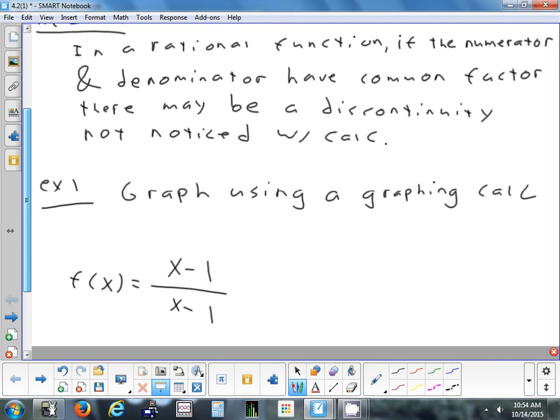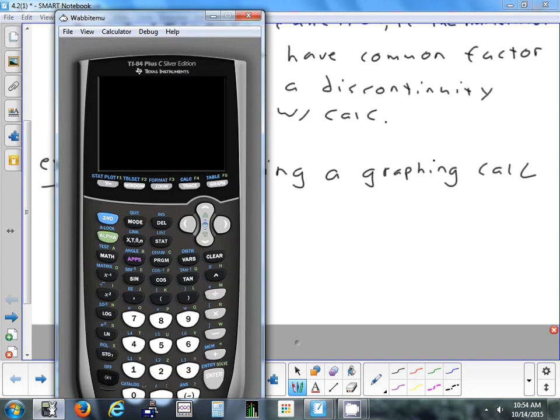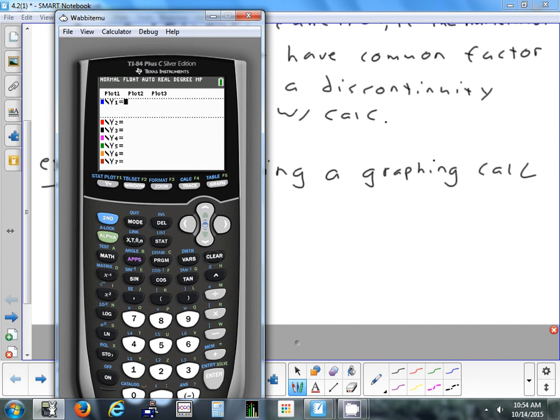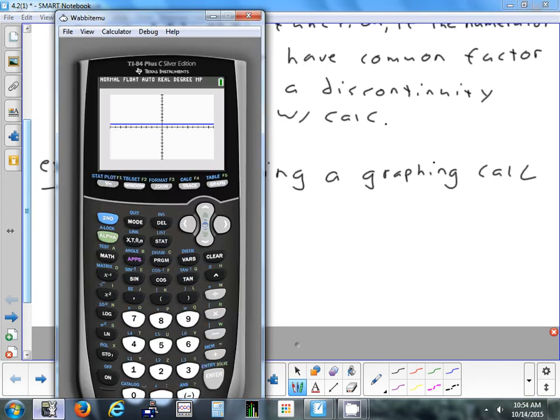Okay. David, what do you get when you divide two things that are the same? 1. So basically this is going to look just like this. Except there's going to be a very, very small hole in the graph. So let's graph it. So we'll put it in parentheses, x minus 1 divided by x minus 1. So basically it's a horizontal line, like y equals 1. Except, where is the hole here, Devin? When x equals 1. When x equals 1, we have a hole.